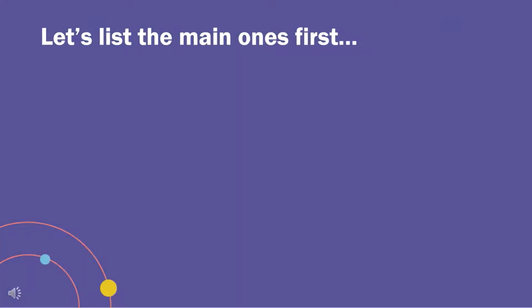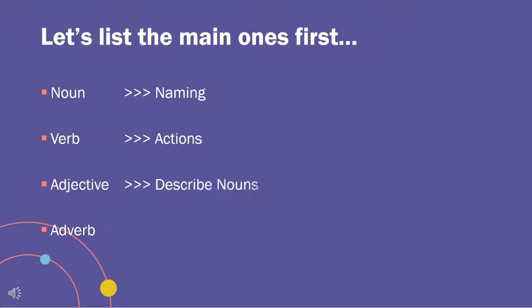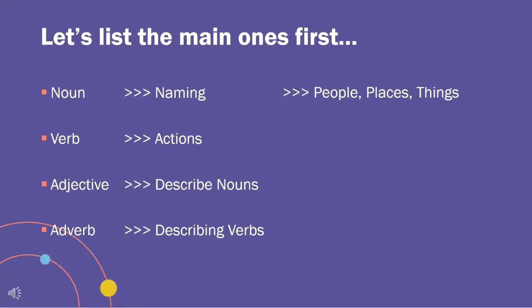So here are the four main word classes: nouns, verbs, adjectives and adverbs. Nouns are for naming, verbs are for actions, adjectives describe nouns, and adverbs describe verbs. So nouns are for naming people, places and things, and even feelings and emotions. Verbs describe actions, like moving, just being and feeling.